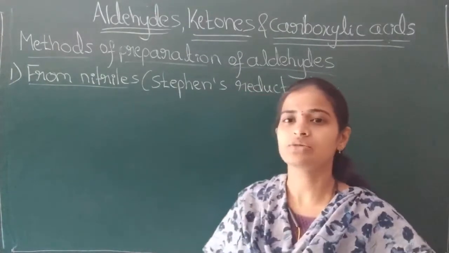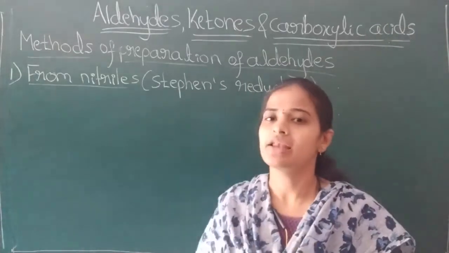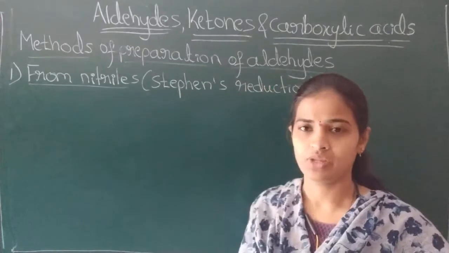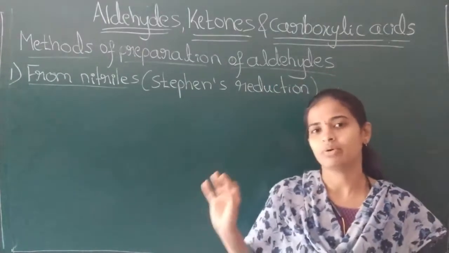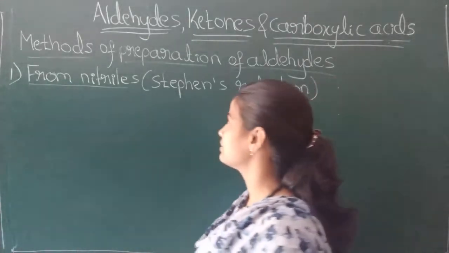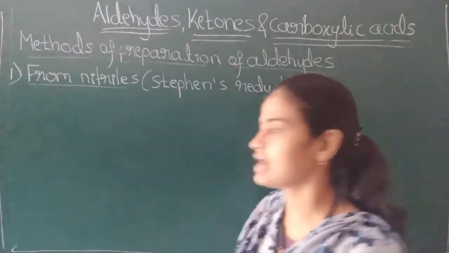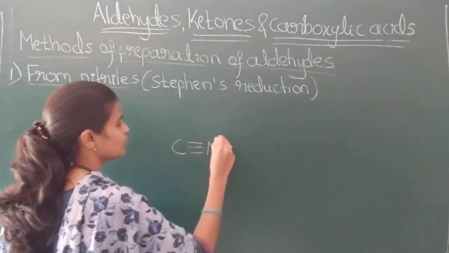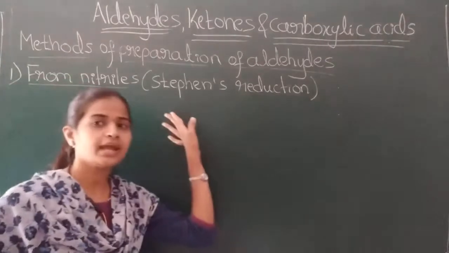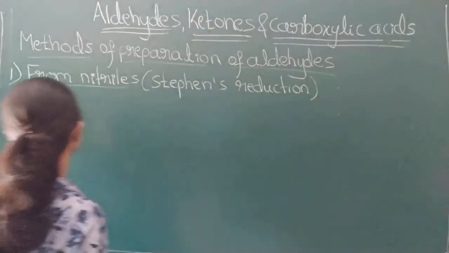Today we are discussing the particular methods used only for the preparation of aldehydes. I have written the methods of preparation of aldehydes. By using these methods, only aldehydes can be prepared, not ketones. Out of the methods given in your syllabus, the first method is from nitriles. A nitrile, R-C triple bond N, is also called a cyanide. This is a particular named reaction, and the name is Stephen's reduction.